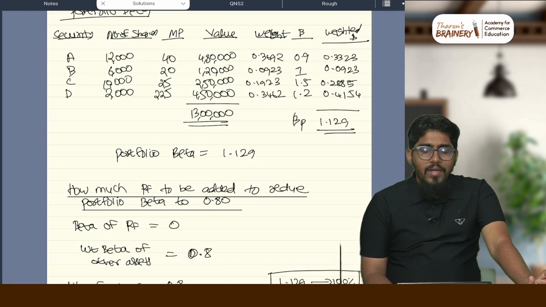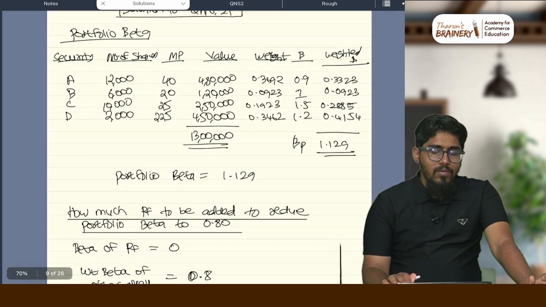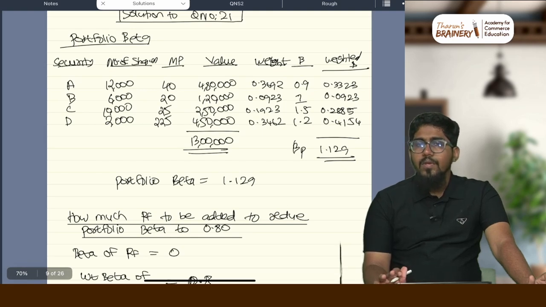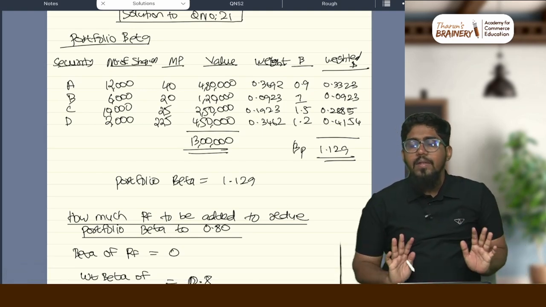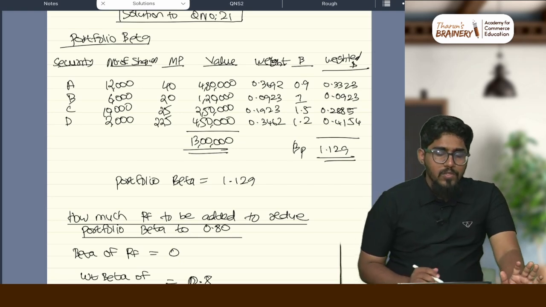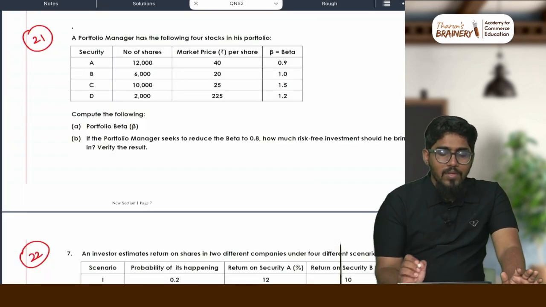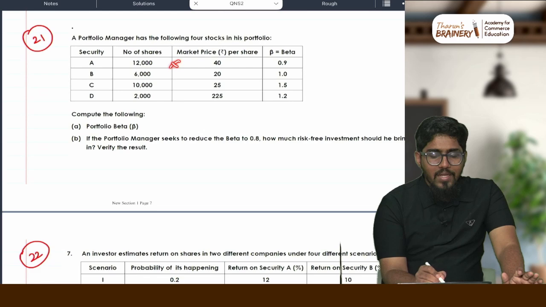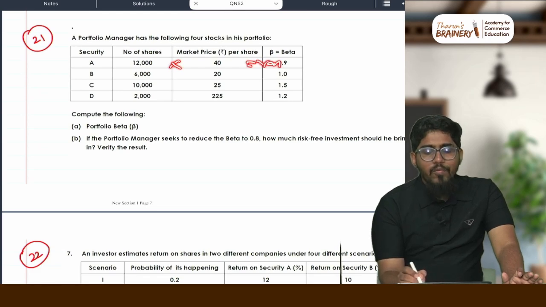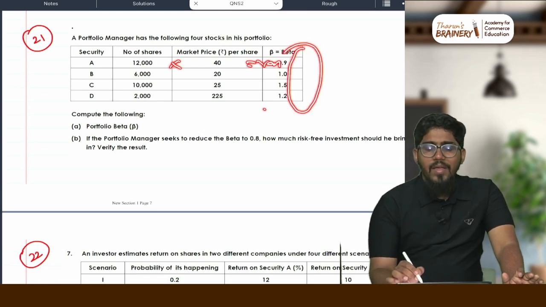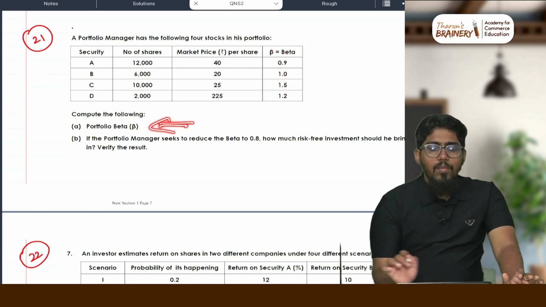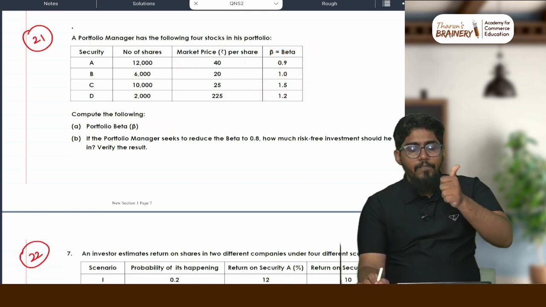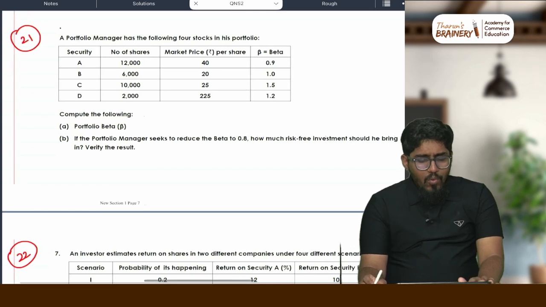So my portfolio beta is 1.129. Are you having this clarity? I am not doing much effort in the calculation because all are calculated tricks. You should know how to solve. So here weight was the only thing. With number of shares and market price, if you multiply, you will get value. With value, you will get the weight. Weight into the individual beta, you will get the weighted beta, which is nothing but the portfolio beta. Clarity. Next one.